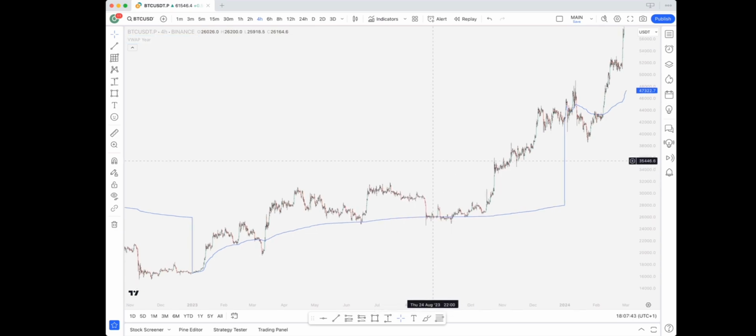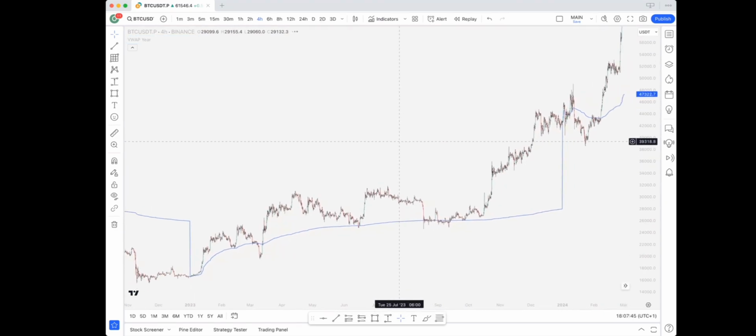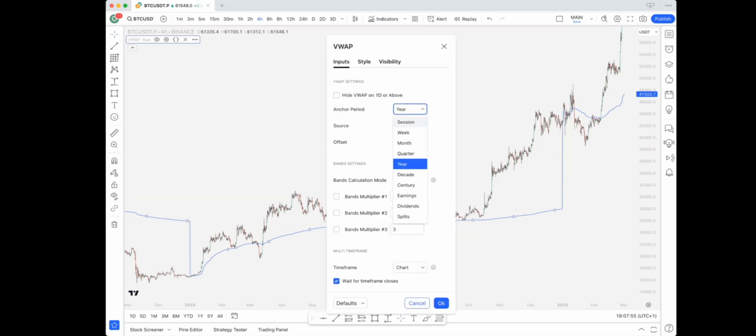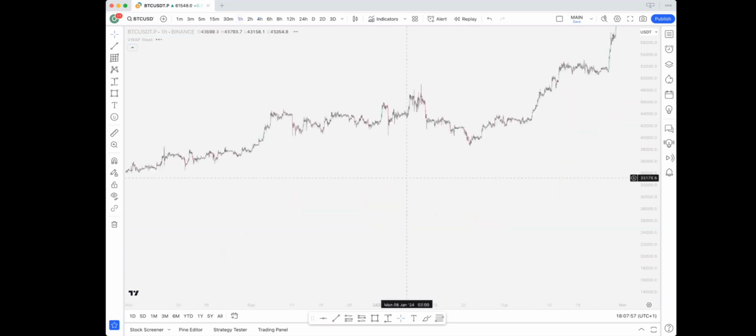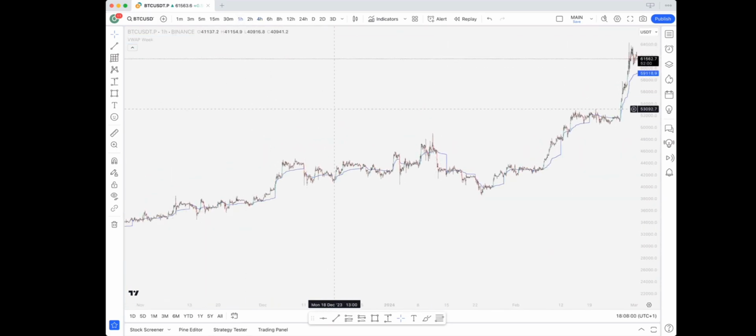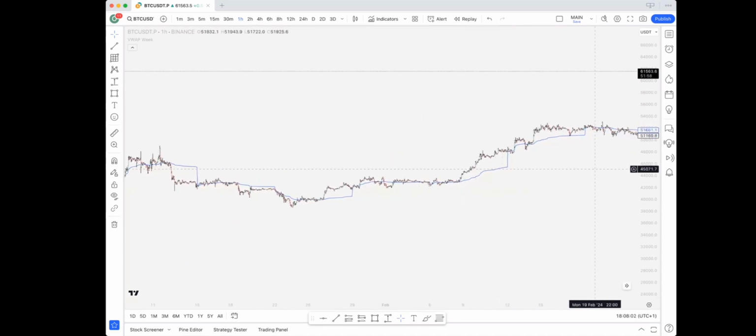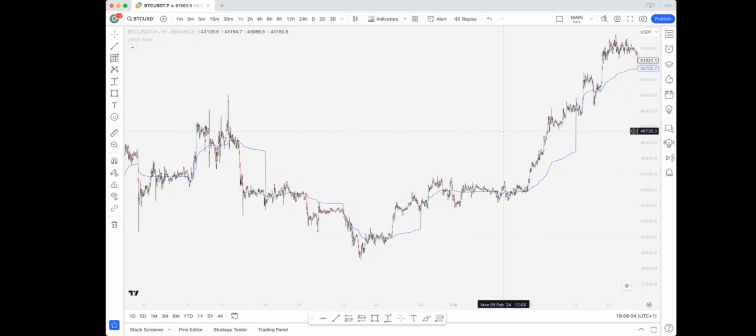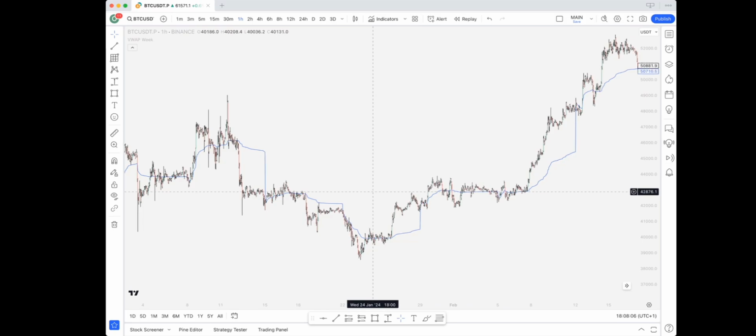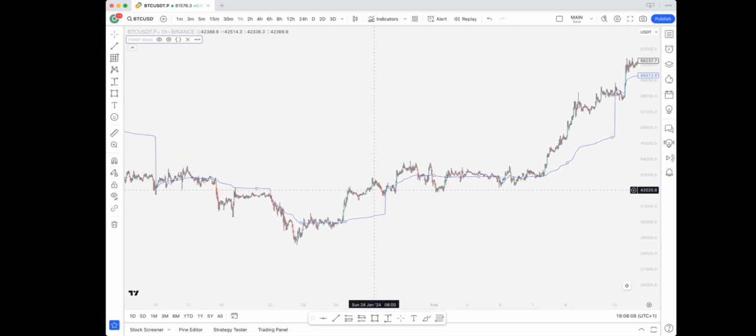If we are above VWAP on the yearly anchor, that means we are bullish for the year. If we are below VWAP on the yearly, that means we're bearish for the year. Okay. If we are, for example, on the weekly, I'll drop lower, that means that we are going to be either bullish or bearish for the current week. Okay. If we're above or below. So above VWAP, we're bullish. Below, we're bearish. And all depending on your anchor period.